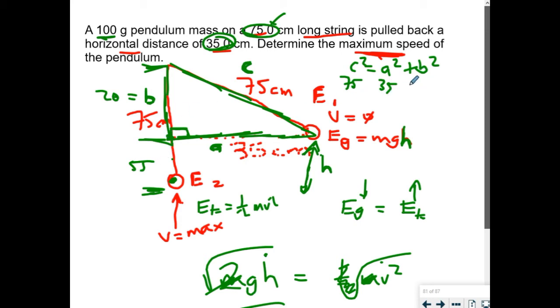So let's solve for B, though. In order to solve for B, you'd have to do 75 squared equals 35 squared plus B squared. You'd have to go B squared equals 75 squared minus 35 squared. So square root all that. Harrison, do you have an answer? I got 66.3.